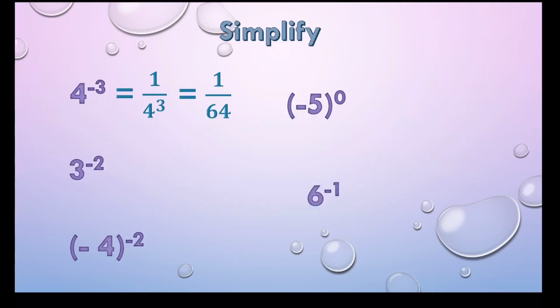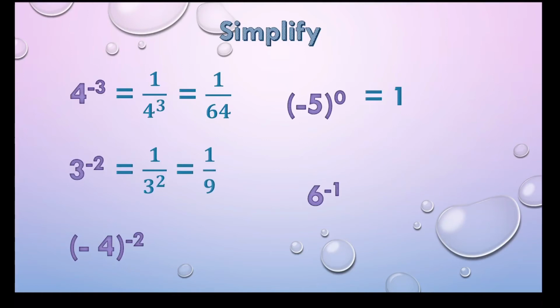Let's see how you did. We have negative 5 to the 0 power. That should be an easy one. It should start committing it to your memory. That is 1. I have 3 to the negative second power. Again, I'm going to make that a positive exponent. I then do 3 squared to get 1 over 9.